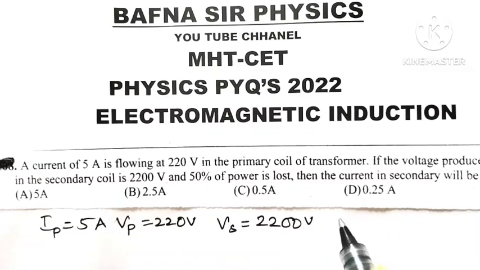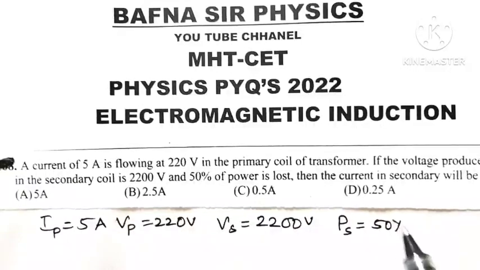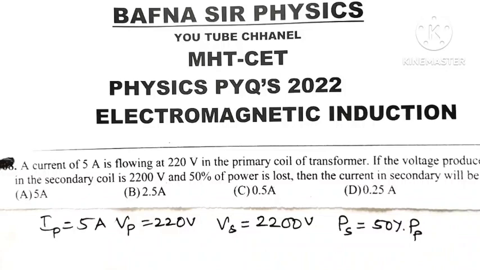of power is lost, means power in secondary is equal to 50% of power in primary. Then the current in secondary will be, so we want to find out the amount of current flowing through the secondary, current flowing through secondary.